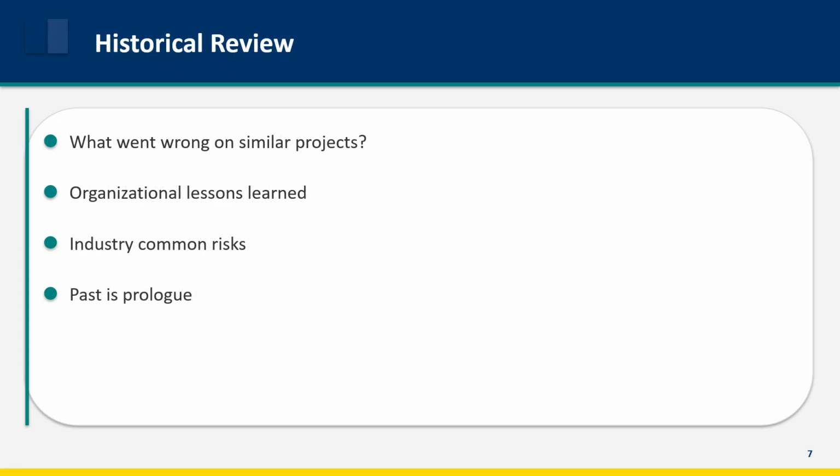History is an excellent teacher. Review what went wrong on similar projects in your organization. Check lessons learned databases if they exist. Look at industry common risks. What typically goes wrong in projects like yours? Regulatory projects face compliance risks. Technology projects face integration risks. Construction projects face weather and permit risks. Past is prologue. If something has gone wrong before, it can go wrong again. Don't assume you're immune to problems that plagued others.